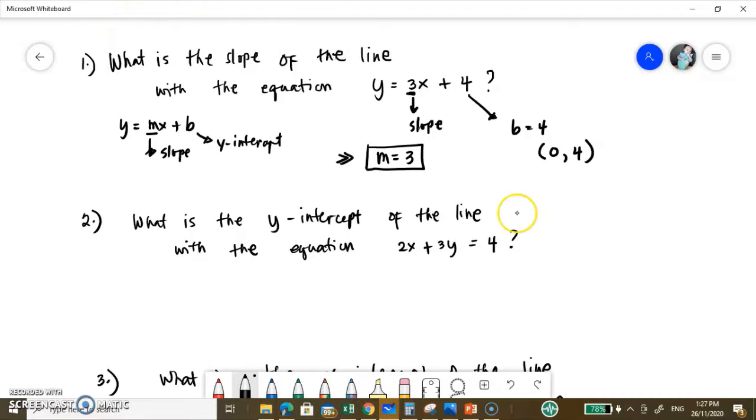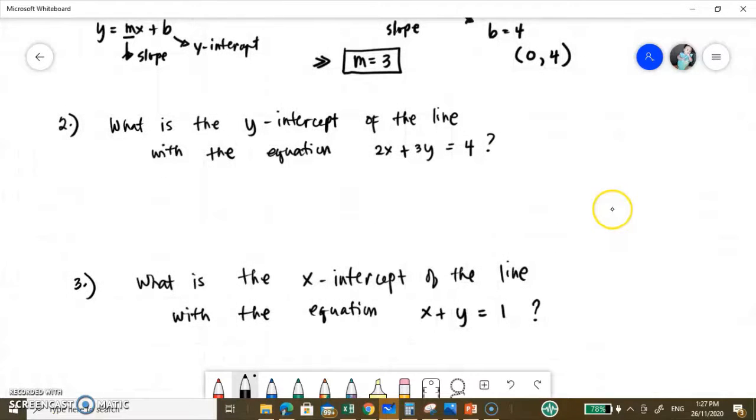Okay, yung slope. Question number 2, what is the y-intercept of the line with the equation 2x plus 3y equals 4? So this is written in standard form. So para mahanap nyo yung y-intercept, you have two options. Option 1, you let x be equal to 0. We let x be equal to 0 and then we solve for the value of y. Okay, so try natin yan.